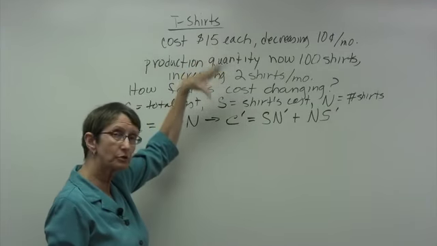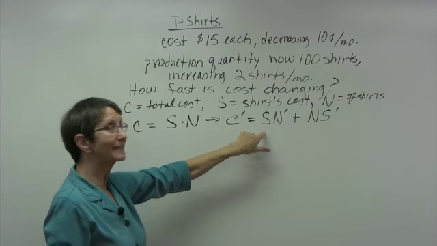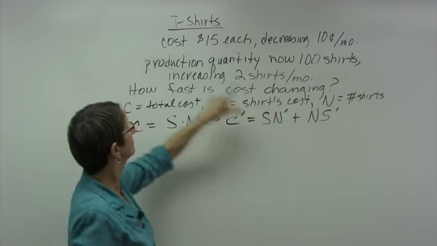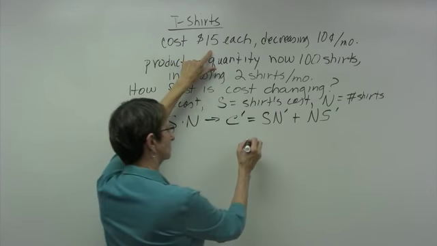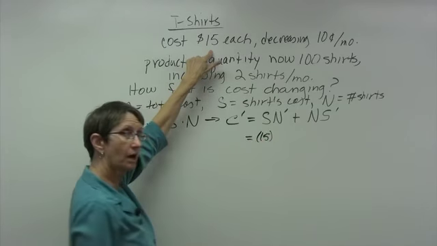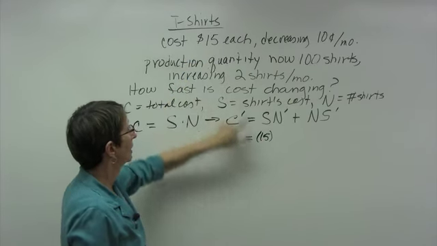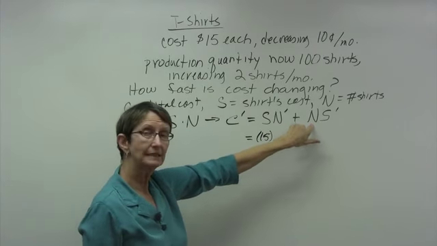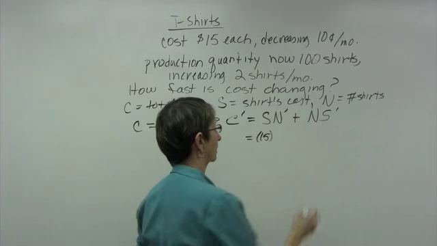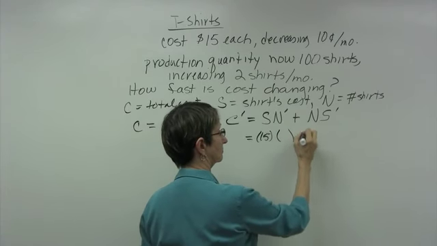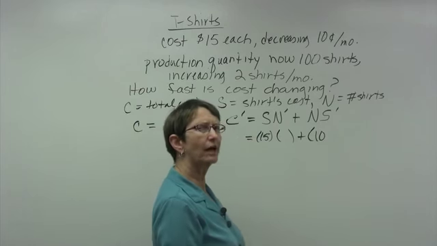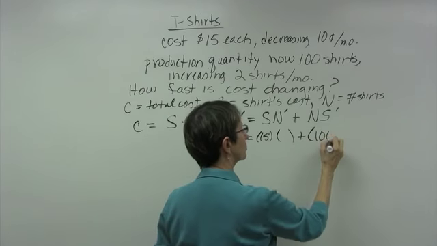I have all these numbers. S is the cost for one shirt, which is $15. So for S, I know that that is $15. N, the number of shirts, is 100. N is not dollars, it is the number of shirts. 100 shirts.